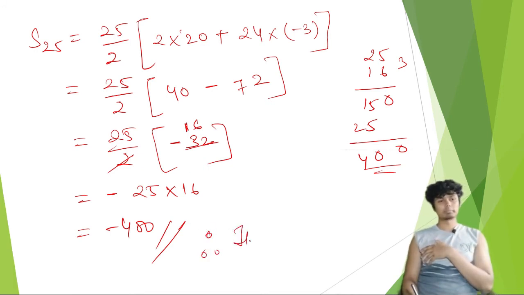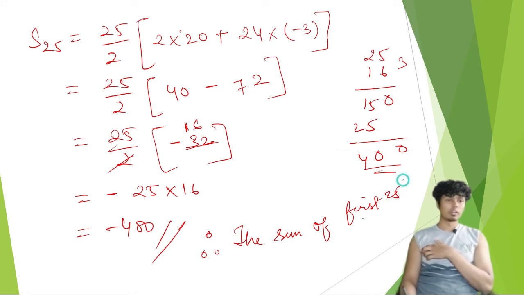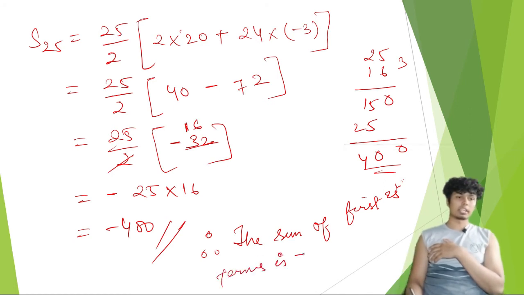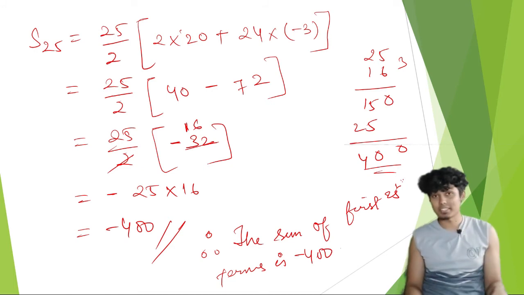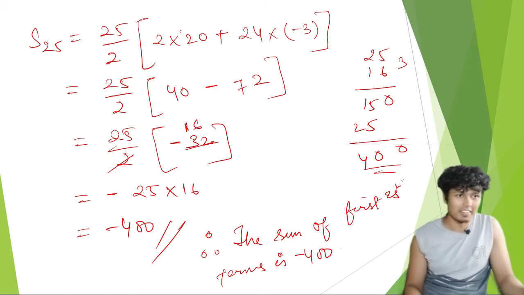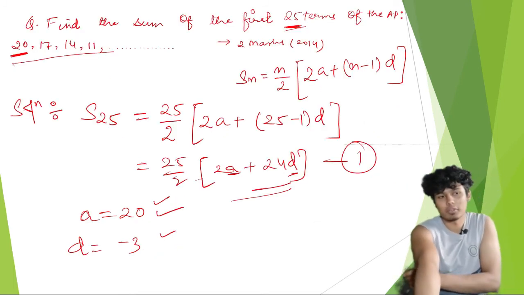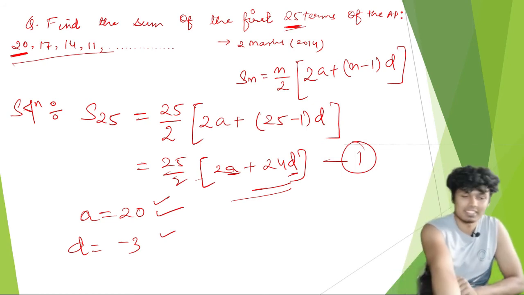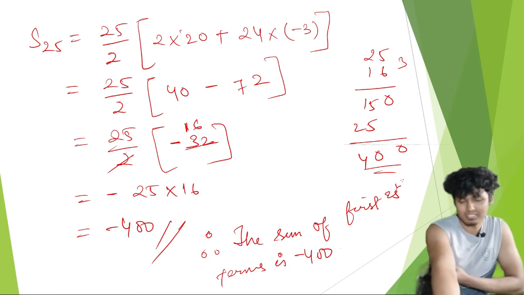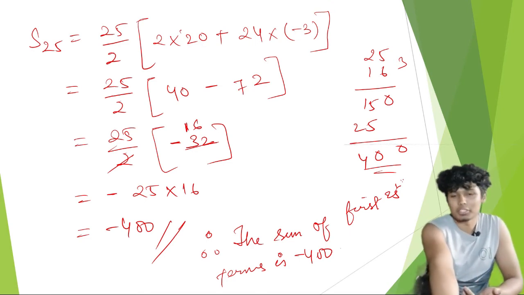Therefore, the sum of the first 25 terms is minus 400. I hope I haven't made any mistakes. If I have made any mistake, please point it out. I'm a human being, I may make many mistakes. So please point out where I have made any mistakes. I'll be happy to acknowledge that, and happy that you have understood and can even find the mistakes. So let's go and do another question.